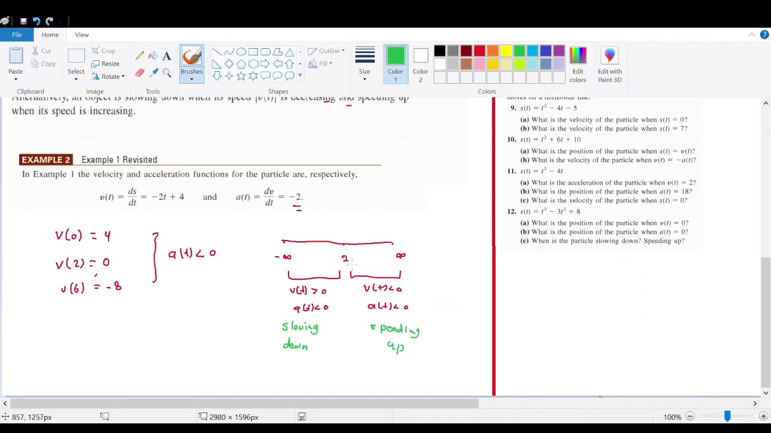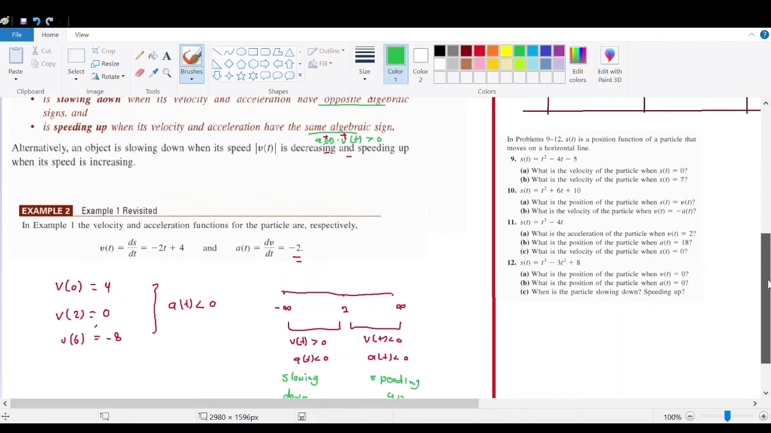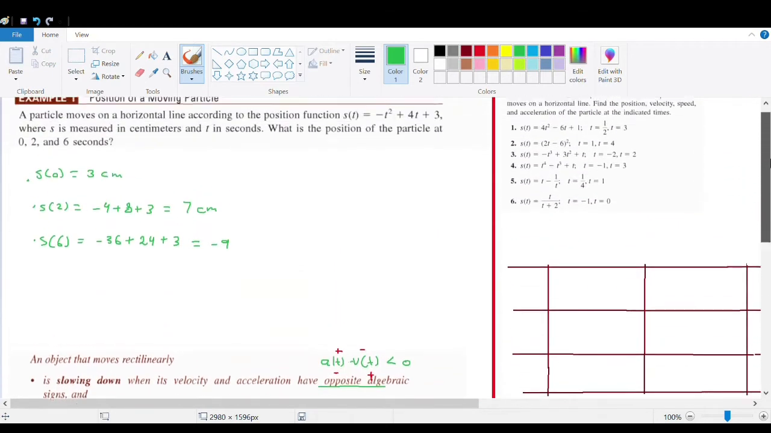في الفترة الثانية from 2 to infinity, take any number, substitute in this function, and you will get a value less than 0. That means the velocity is less than 0 and the acceleration is less than 0, both of them are negative, so the object is speeding up on the interval from 2 to infinity. Let's do some more exercises here from your textbook.